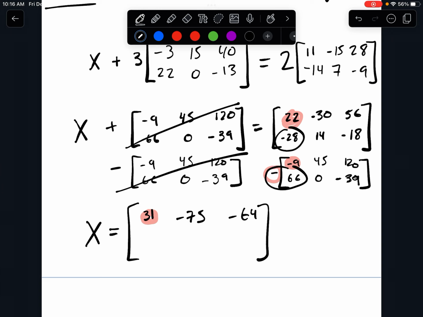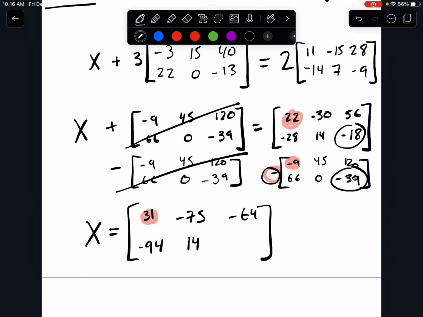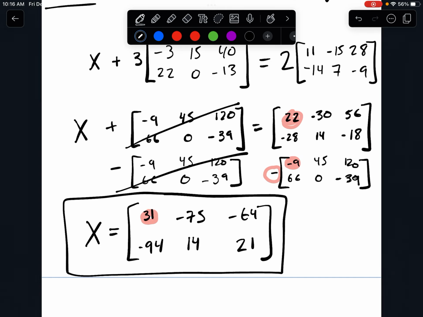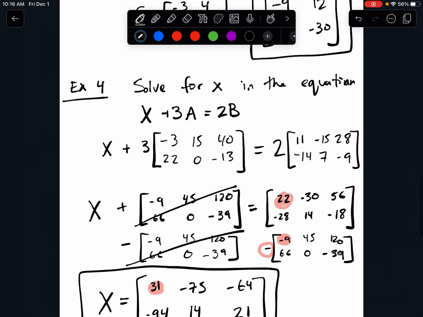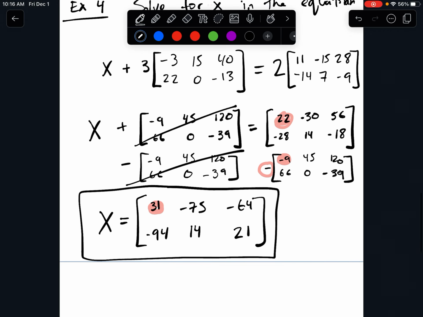Now we have -28 minus 66. And -28 minus 66 is -94. We have 14 minus 0, which is just 14. And then we have -18 minus -39. So -18 plus 39 is going to give us 21 altogether. All right, this would be the matrix that you are looking for. So you're going to see some problems like this. When you're asked to solve for X, you're just looking for that matrix that would make this a true statement.